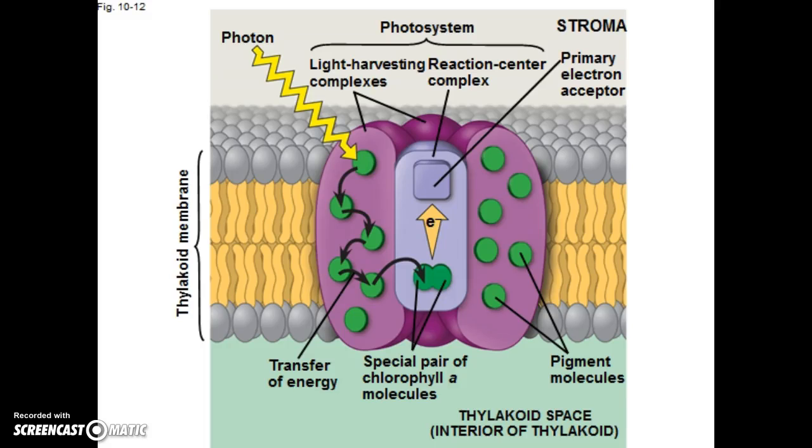All right, so Chapter 10, Part 3. We left off with Part 2 talking about photosystems. In this case, photosystems capture photons, pass the photons along to excite an electron, and that electron is then picked up by a primary electron acceptor.